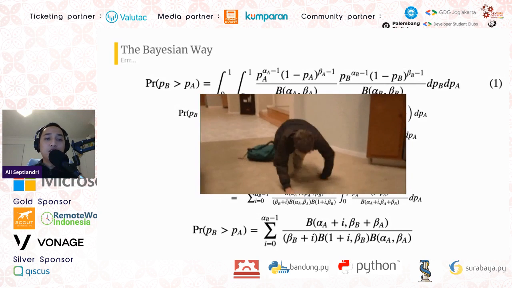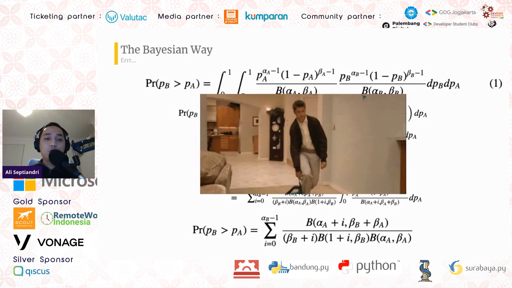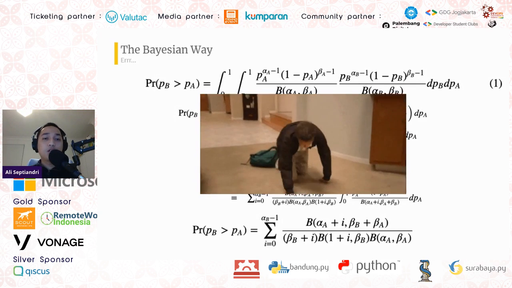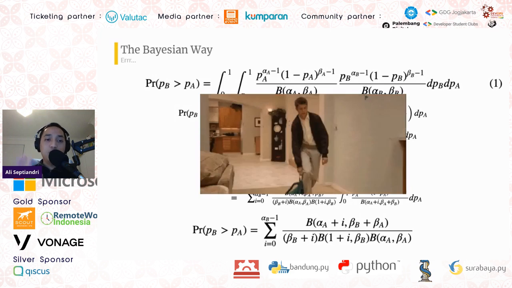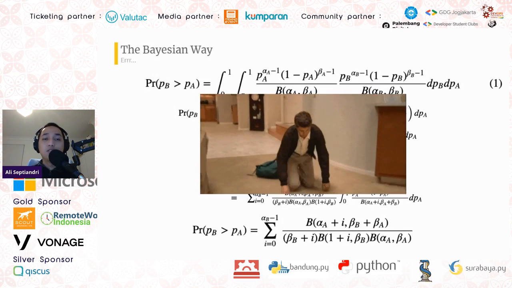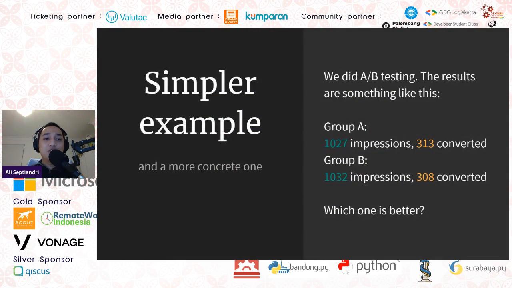But anyway, let's get a more concrete example, and see how PyMC3 or probabilistic programming can help you with this, to avoid these integrals. I know most of you hate integrals. So for a simple and more concrete example, we'll start with this.